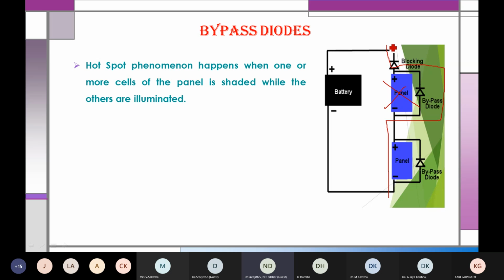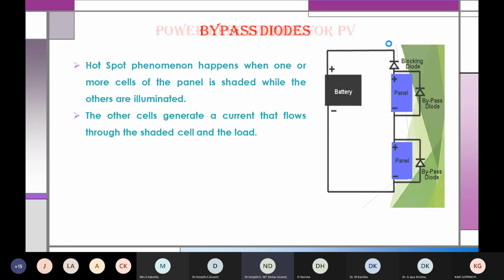Okay. So when one or two panels are shaded, this is called partial shading. Okay, and others are illuminated, then the output of the shaded ones will be very less. So they'll be just bypassed through a diode, and the remaining will all be working. This is called bypass diodes. So you'll be having two diodes: one is called a blocking diode, another one is called a bypass diode in a solar panel.